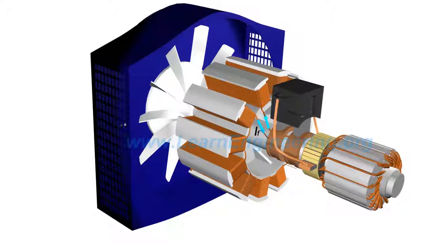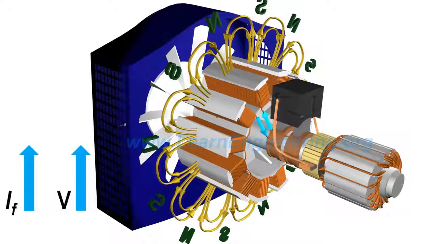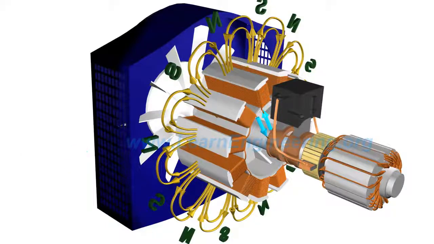If the terminal voltage is below the desired limit, the AVR increases the field current, and thus the field strength. This will result in an increase in terminal voltage. If the terminal voltage is high, the reverse is done.